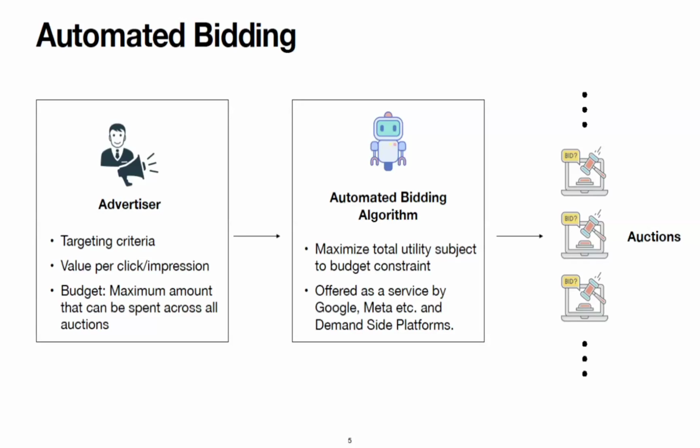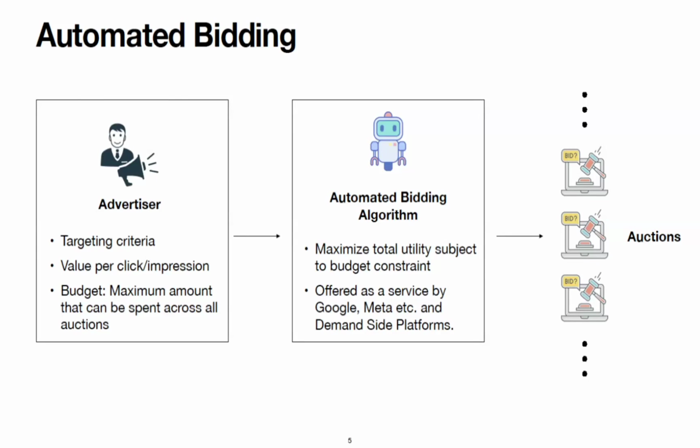Right? And then they give a budget which says, I don't know, I want to spend like $100 a day. Do whatever you can with it. I trust you to do the best you can. And they are not bidding. They are using the services provided by the platform, Google or whatever. And the platform is doing the following on the advertiser's behalf.